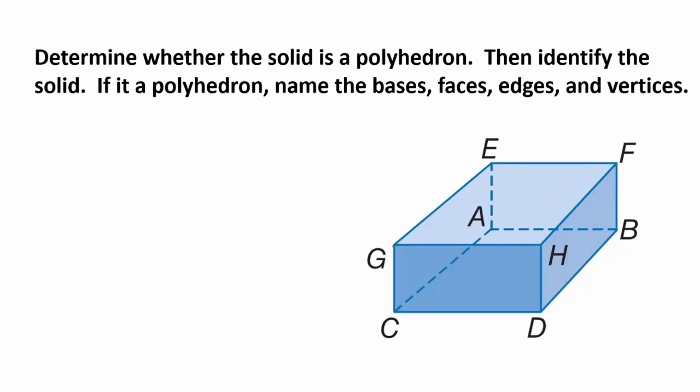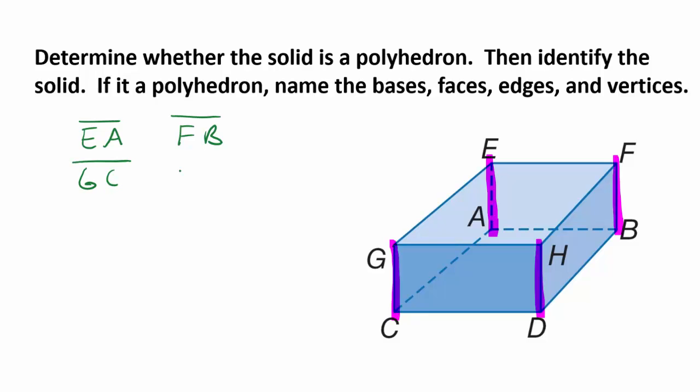Now we need to talk about the edges. Again, the edges are where two of the faces of our polygons are going to meet. So I'm going to highlight a few and then we're just going to name them here. Let's start with these vertical ones here. Okay, there's going to be four of them right there, and since they are line segments, we're going to name them. Line segment EA, line segment FB, GC, and HD.